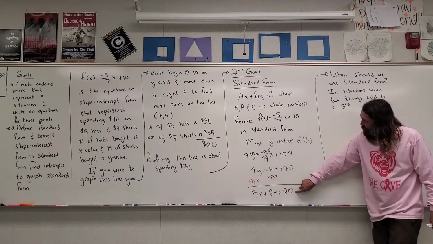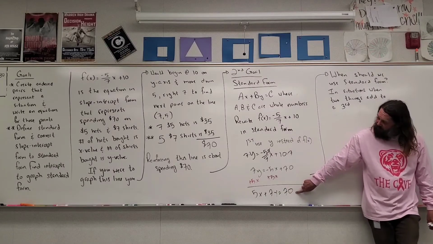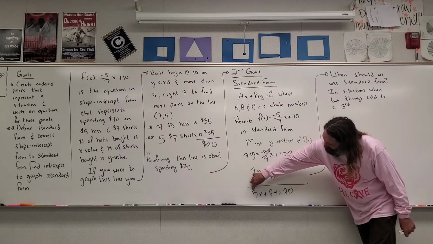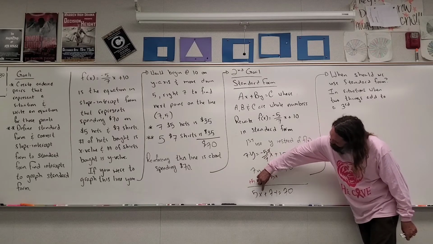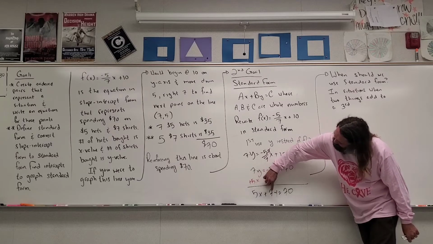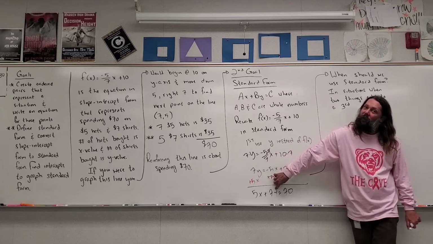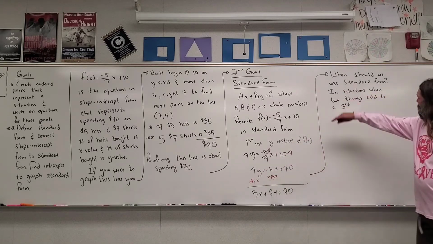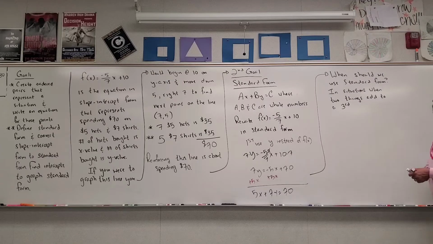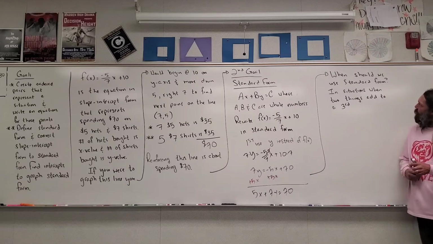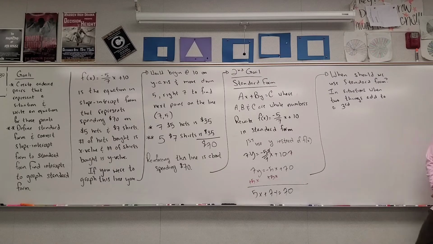This equation still represents spending $70 on $5 hats and $7 shirts, and again, x is the number of hats we buy, y is the number of shirts we buy. Alright, so the question I ask is, when should we use standard form? We use standard form when two things add to a third.